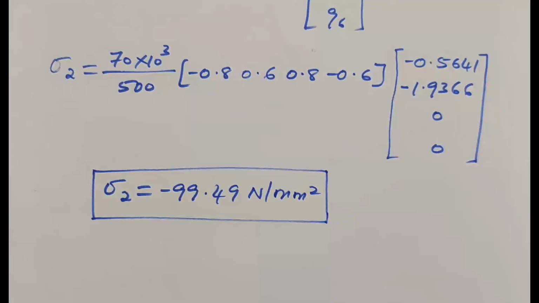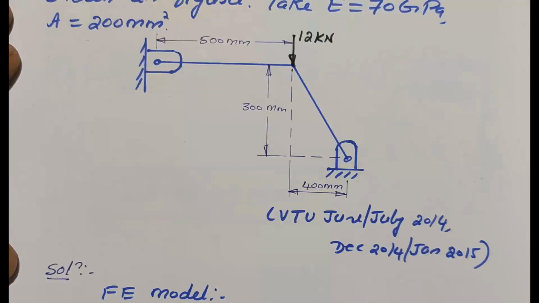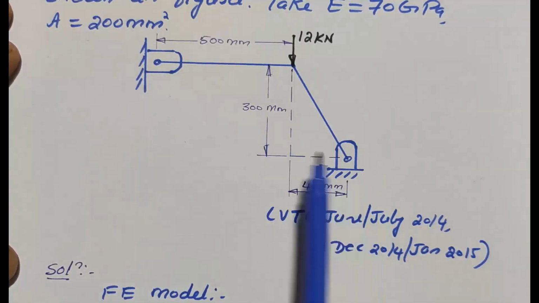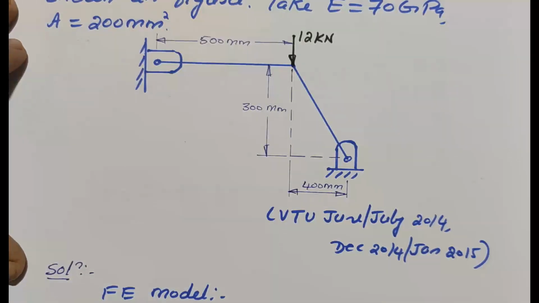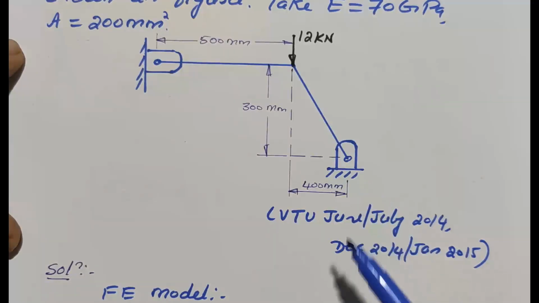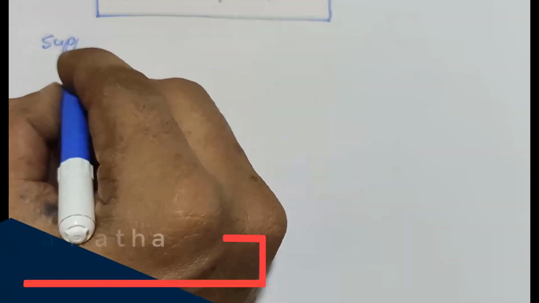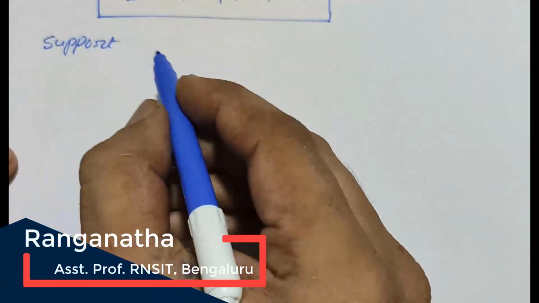Next we need support reactions. See here, if you see the figure, we have support at node number 1 and 3. That's why I have to find out the support reaction at node number 1 and node number 3. At node number 1, the support reaction will be R1 and R2, and at node number 3 it will be R5 and R6. Here support reaction will be both in X and Y direction. That's why I have to find out R1, R2 and R5, R6. Support reaction.